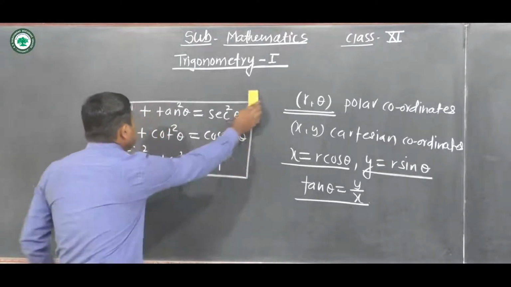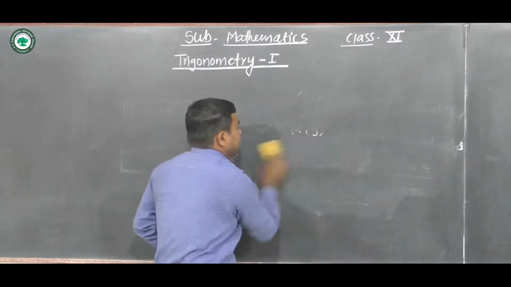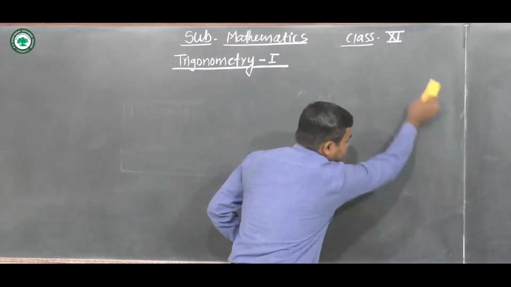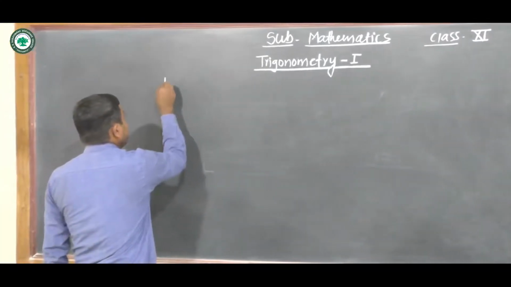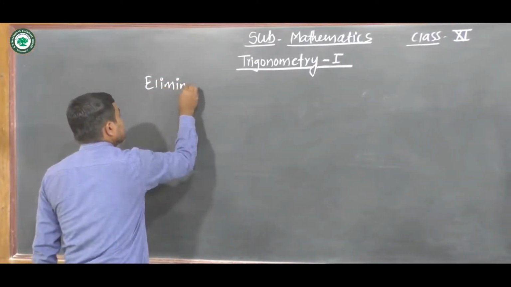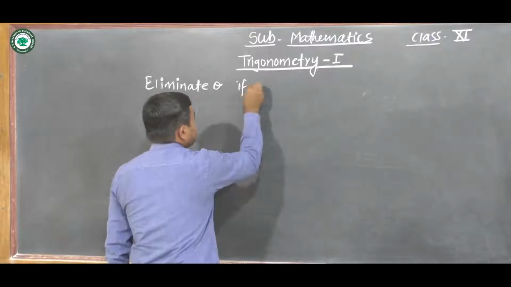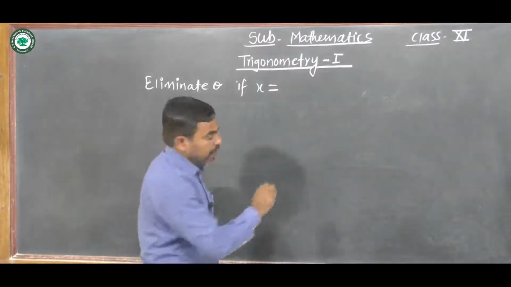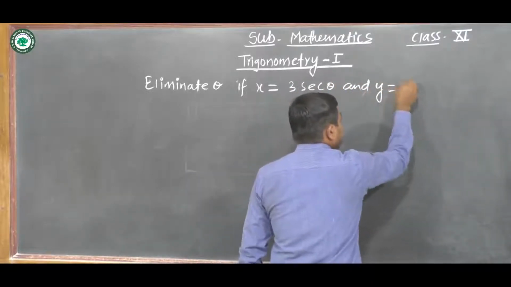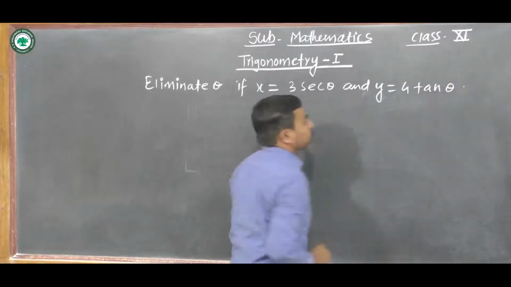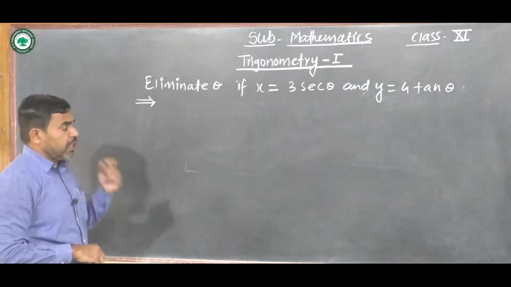Okay, now today we are going to see the problems or examples from the exercise which depend upon these concepts. Okay, now let's start. First question: eliminate theta if x is equal to 3 sec theta and y is equal to 4 tan theta. So now here we have to eliminate theta from these equations.